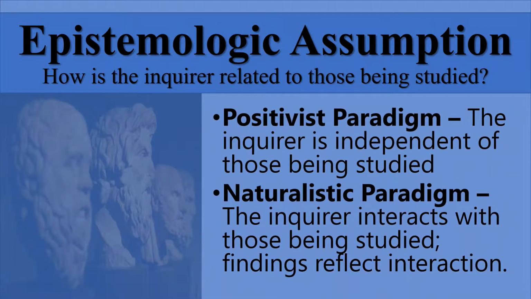The second assumption is the epistemologic assumption, which asks the question, how is the inquirer related to those being studied? In the positivist paradigm, the inquirer is independent of those being studied, while in the naturalistic paradigm, the inquirer interacts with those being studied, and findings reflect interaction.